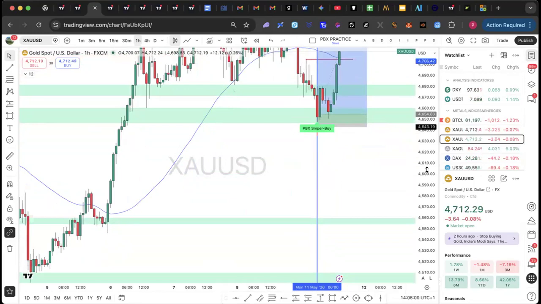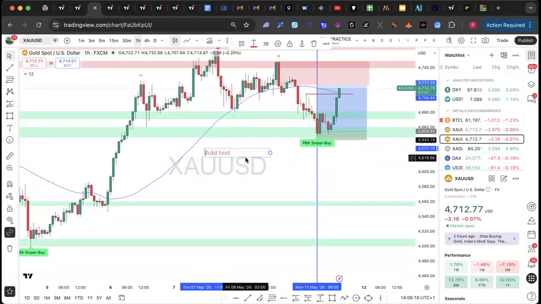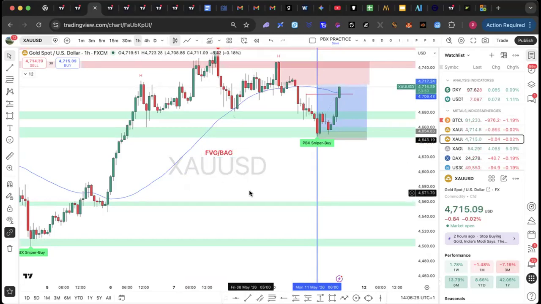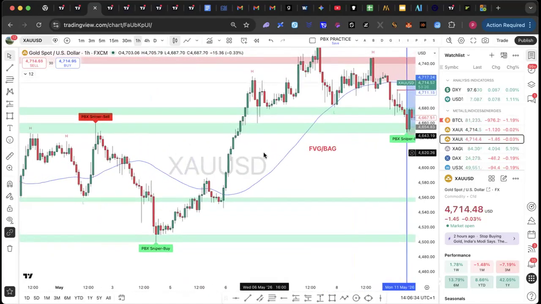But not all fair value gaps are valid, and there are two major problems people do not understand. So there is the fair value gap, I will explain that one and we'll close. FVG slash BAG. They look alike. FVG is fair value gap. What's a fair value gap? A place left uncovered where the market didn't balance the book.